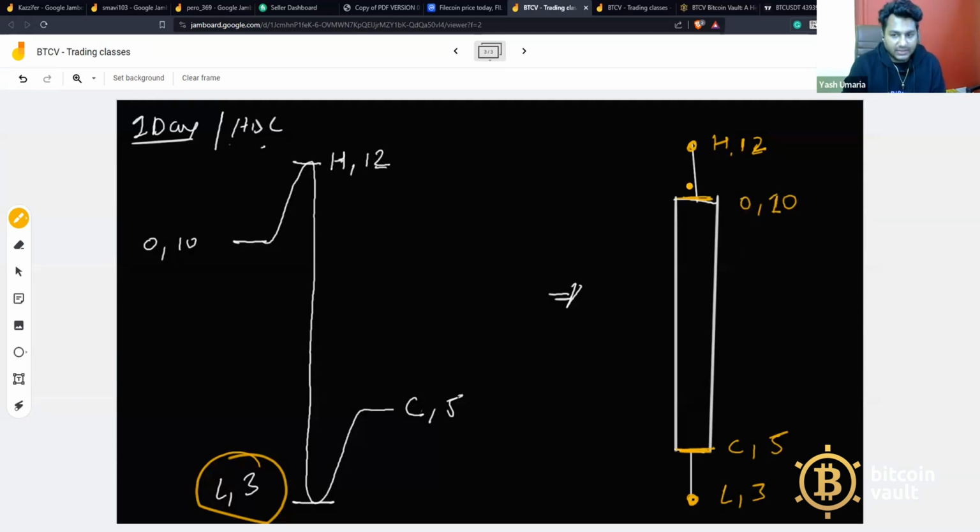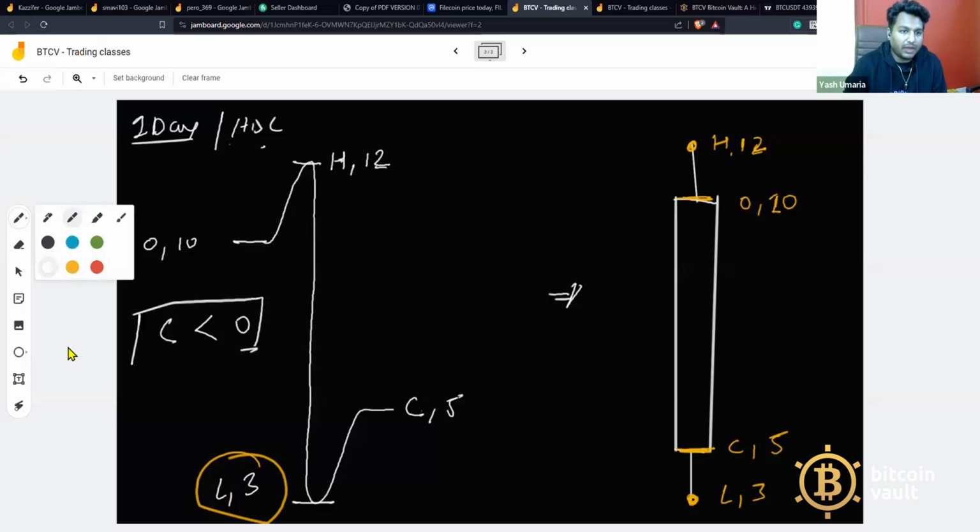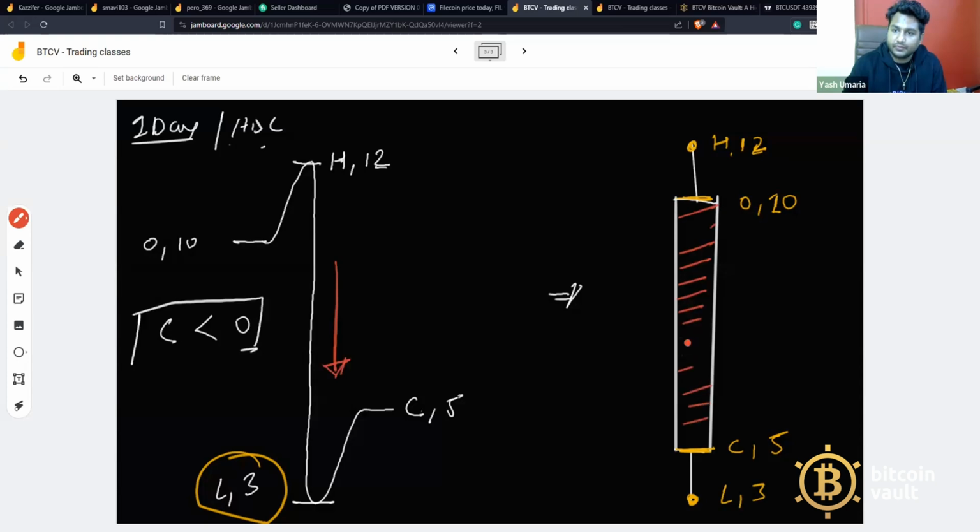Now what happened in this case? The close is less than the open. That means overall the market moved in the downward direction. So in this case, of course, we are going to see a red color of candlestick. So we have two types of candlestick, green and red.